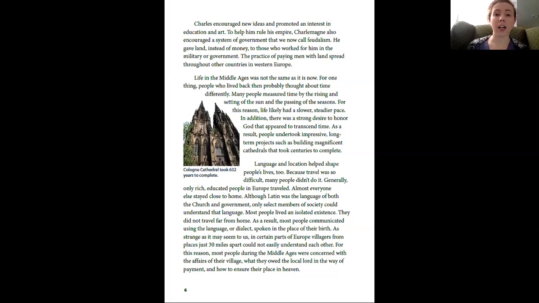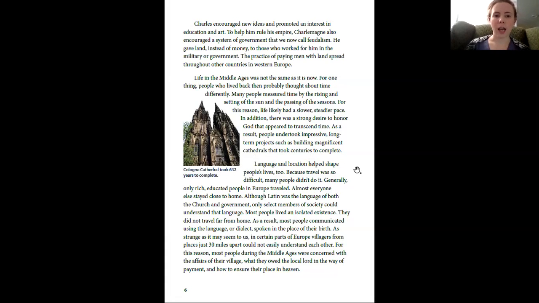Remember, century is 100 years, so centuries means hundreds of years to complete. And over here to the left, there's a little illustration that says the Cologne Cathedral took 632 years to complete. That is a lot of time spent on one building.